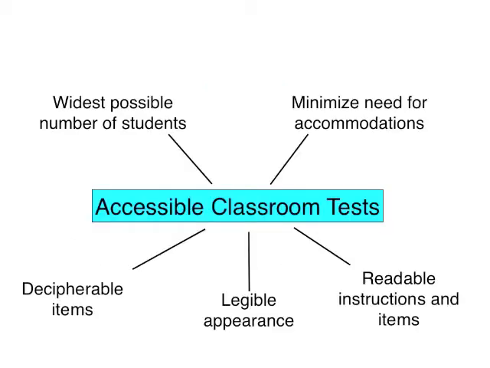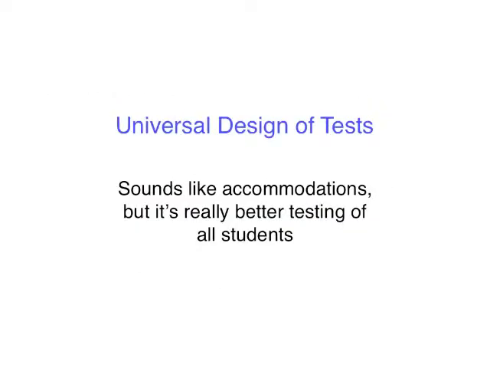But not all tests are made accessible, meaning that the need for accommodations for students with disabilities is minimized. Accessible tests have items that are decipherable, appearance that is legible, and readability across instructions and items. Students need to be able to read questions accurately in order to answer them correctly. This is universal design because the elements that make a test accessible to students with disabilities improve its design and delivery for all students. When a test is accessible, the accuracy of student responses likely improves, which in turn improves the validity of the collection of evidence.